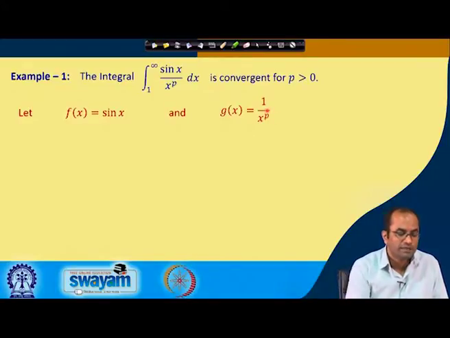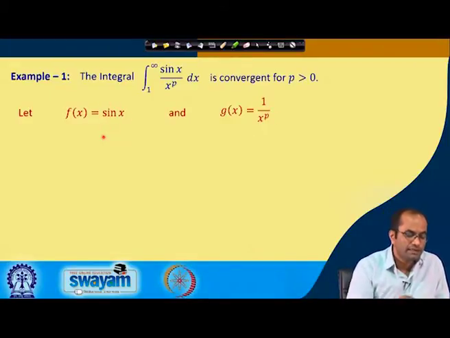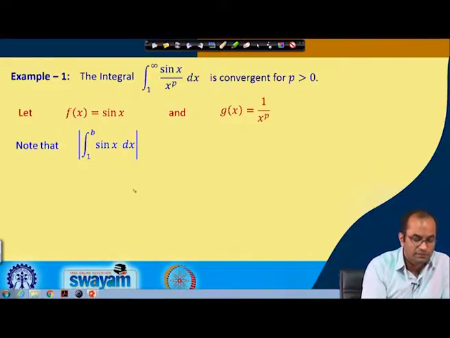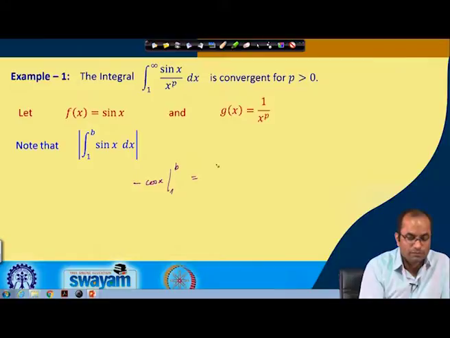for p positive. And for the integral of sin x, which we can easily show, the integral of sin x dx will be minus cos x, and then we have this limit from a to b. So, which will be cos 1 minus cos b, this integral value, and then the absolute value of this we have to consider.